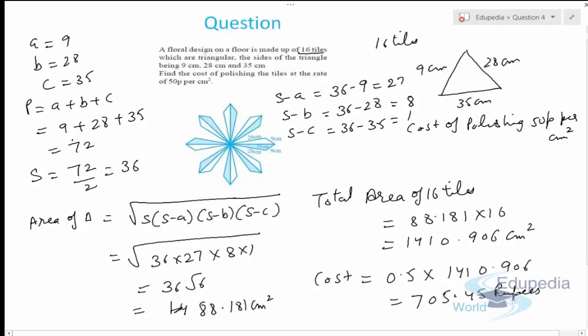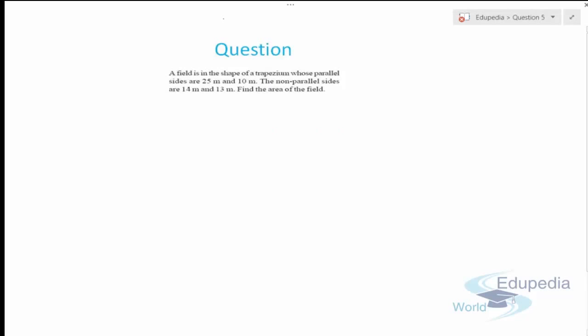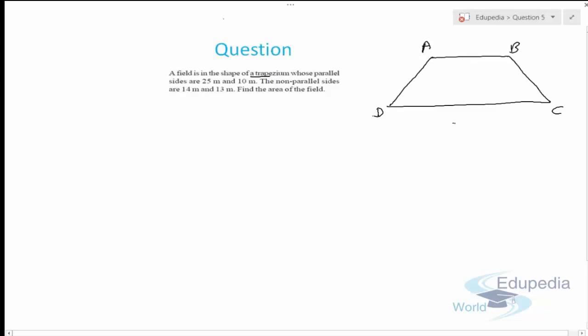So this is how we can use the application of Heron's formula to solve different types of questions. Let's discuss the next question, which is also the last question of this video. The question says that a field is in the shape of a trapezium whose parallel sides are 25 and 10 meters, and the non-parallel sides are 14 and 13. Let's first draw a trapezium like this, A, B, C and D. Now we need to find the area.